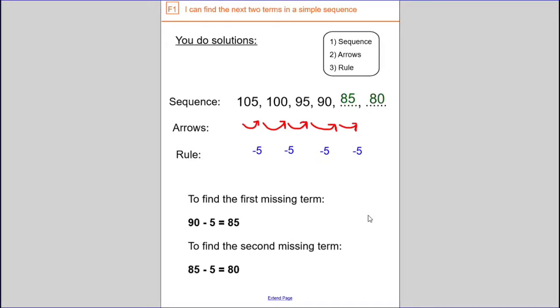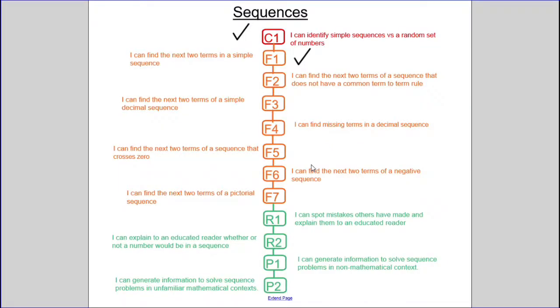Okay, here's the solutions. Make sure that you self-assess your work before moving on. Now remember, in this sequence we are decreasing each time, so you should have got -5, so we are subtracting 5. And that's the end of F1, and we're now ready to move on to F2.